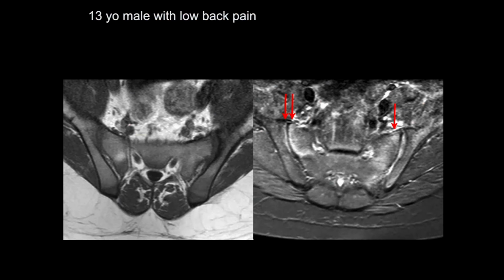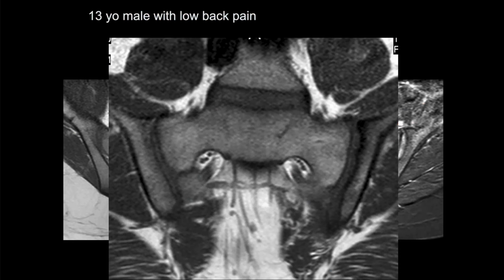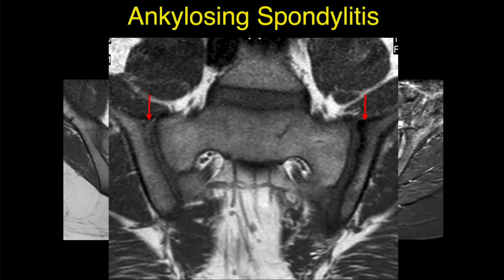Concerning for sacroiliitis. And here you can see some sclerotic changes on the left, a little irregularity of the subchondral bone, probably early erosive changes on the right. And this was early ankylosing spondylitis.